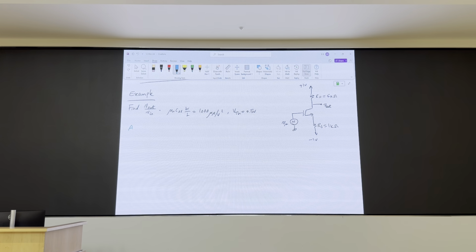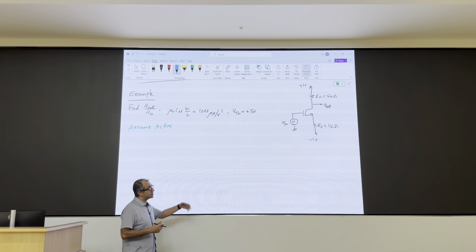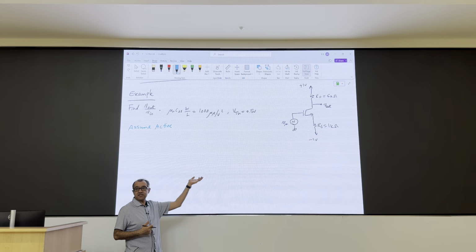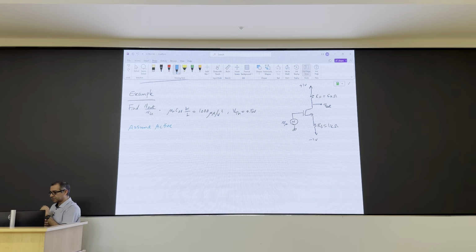But you know what you said is correct. We assume a region of operation, we solve the circuit, we verify the assumption. So solving the circuit, we do it at DC first. How do I solve this?